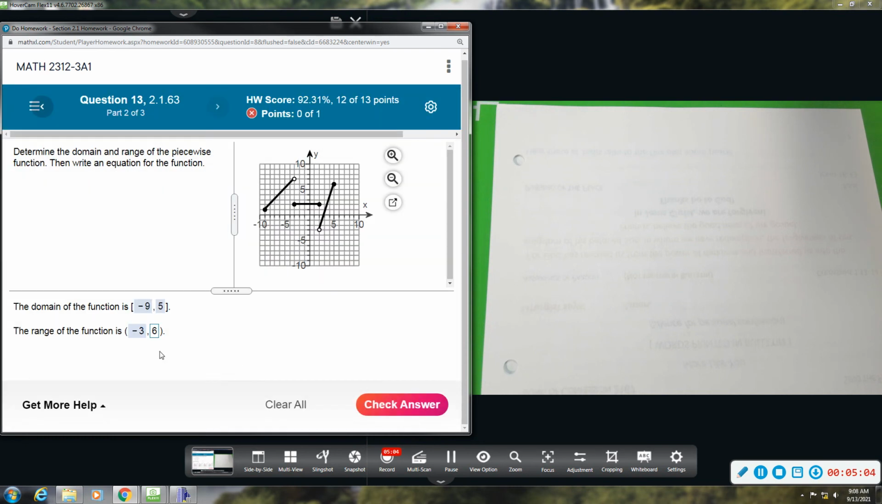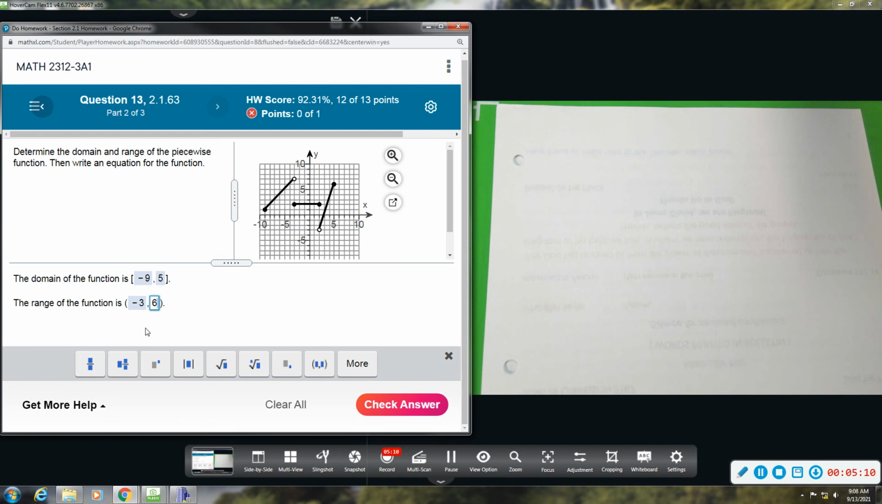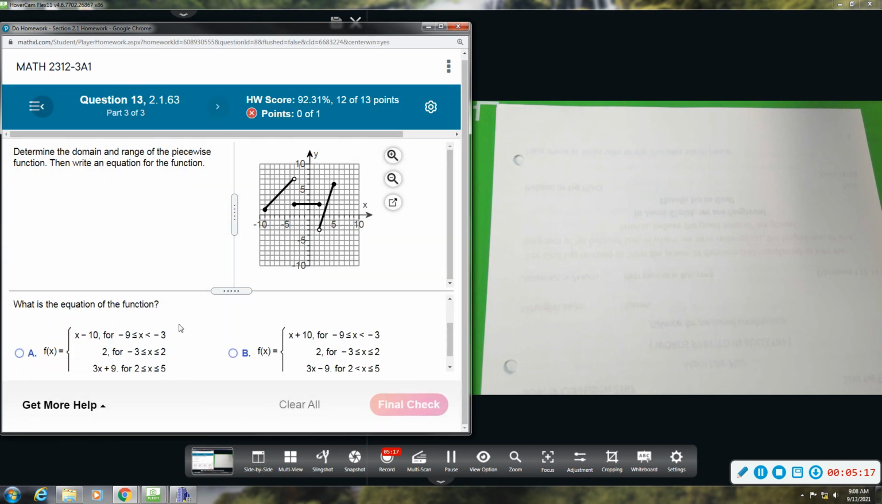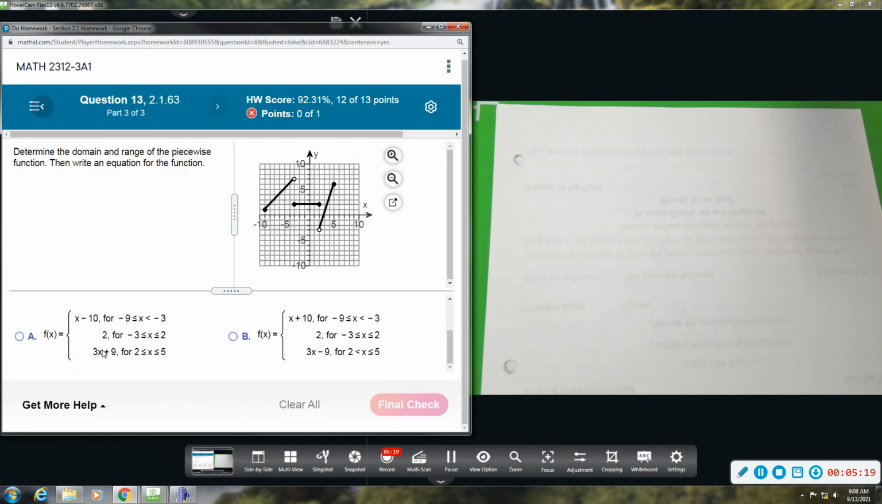Okay, let me double check. 5, 6, that's 7. Okay, just careful reading the graph. So not 6, that's 7. All right, and then we want to write the equation. So we got two answer choices, A and B.